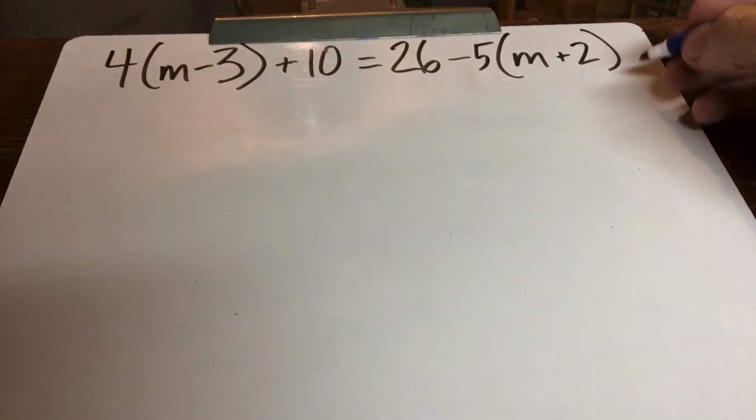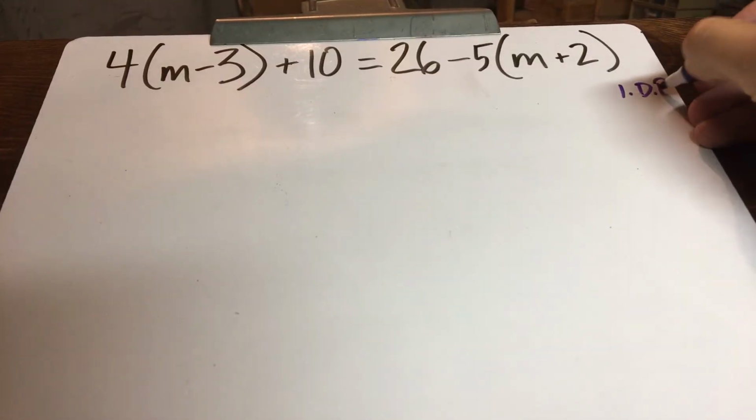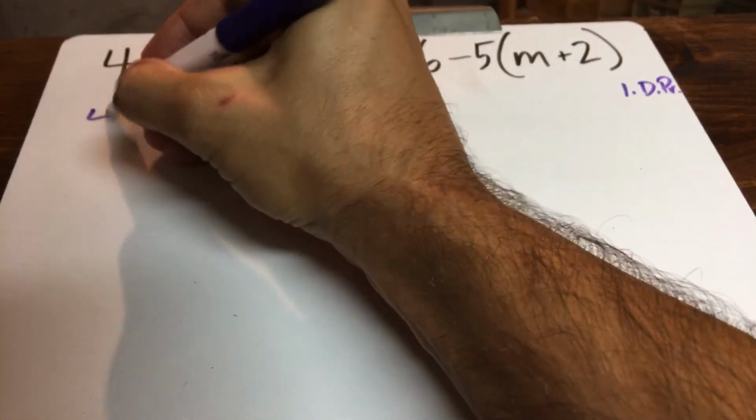So step 1, we want to do distributive property. So I'm going to do 4 times m. Okay, I know what that is.